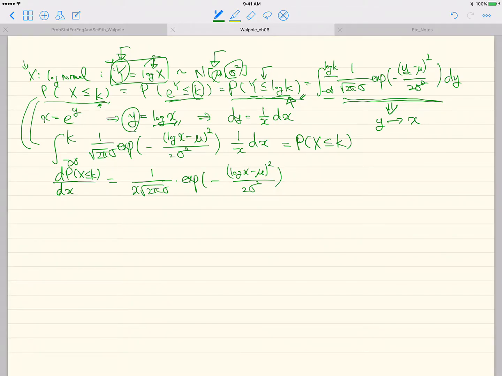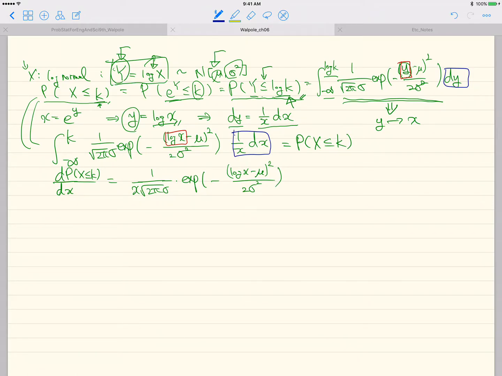Okay, and then we take the derivative on each side. So here we have dy on the left hand side, and on the right hand side we have 1 over x times dx. So we replace this y here with log x. So this part was replaced with log x, and this dy was replaced with 1 over x times dx.